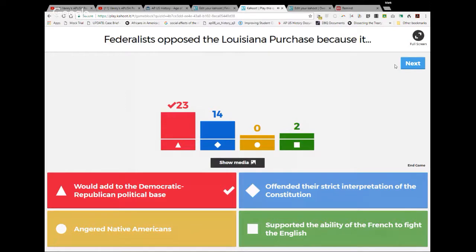Oh, now this is a very interesting turnout with 23 of you saying that the correct answer is that they opposed it because it would add to the Democratic Republican political base. And then 14 of you, the ones that chose green, need to be writing this down right now, because you have to think about what might be wrong with the phrase offended their strict interpretation of the Constitution.